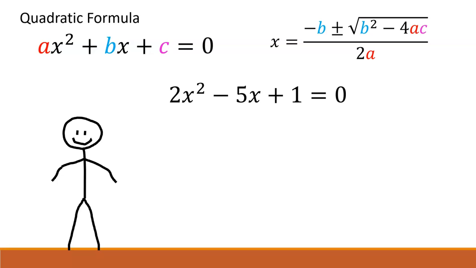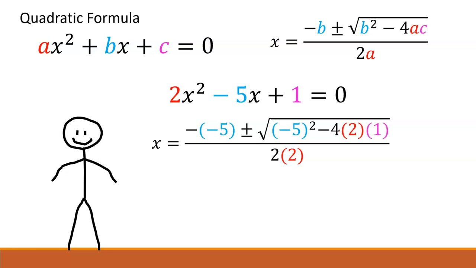If we want to find the solutions to this quadratic equation, first we'll notice that it's already in standard form. The a for our quadratic formula will be 2, the b will be negative 5, and the c will be 1. Substituting those values gives us this.